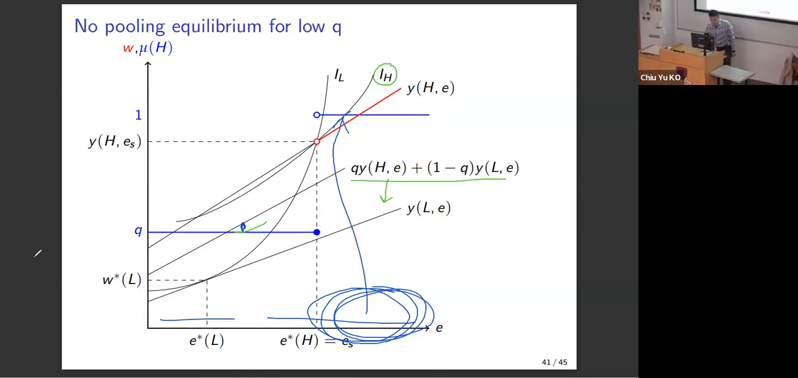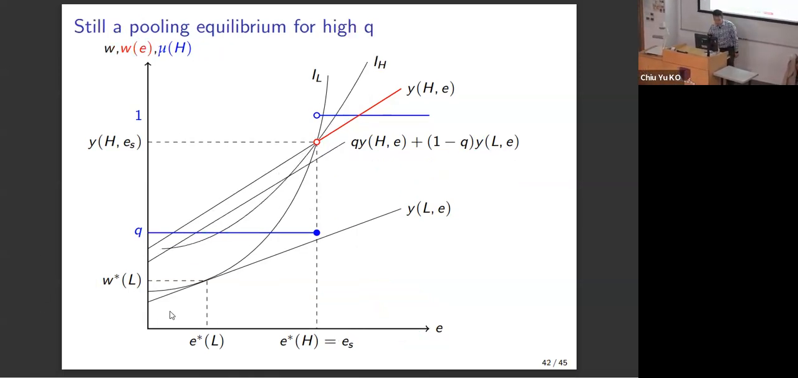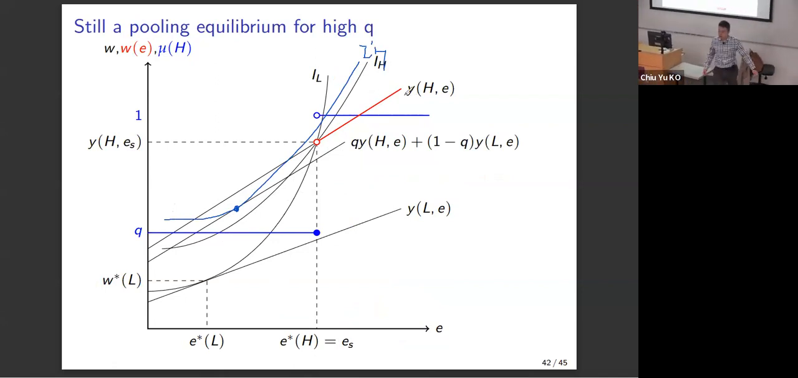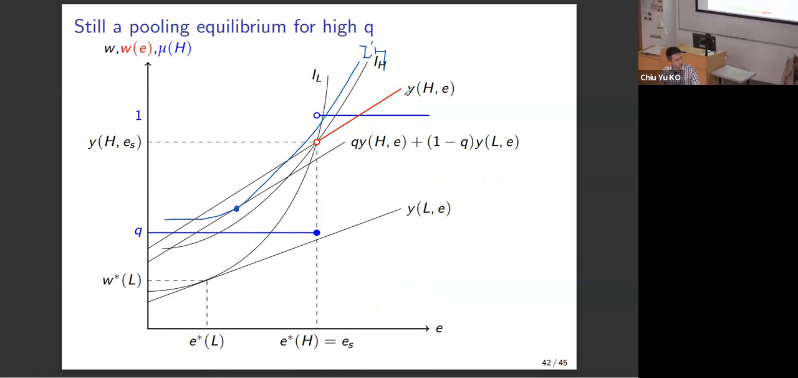And if Q is high, you can still sustain, right? If Q is high, why is it true? Because if it's here, then I can draw the indifference curve for the high type. It's still above this one, right? So it's still fine. Can you see? Because when Q is high, the pooling equilibrium is somewhere like I prime H, right? It's better than IH. Is that clear?